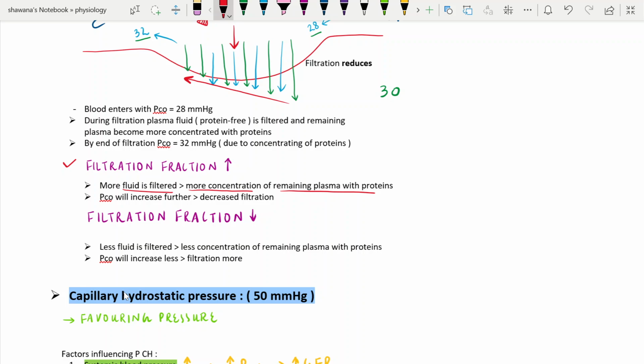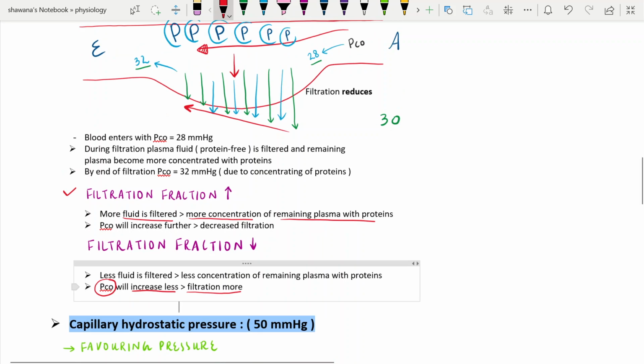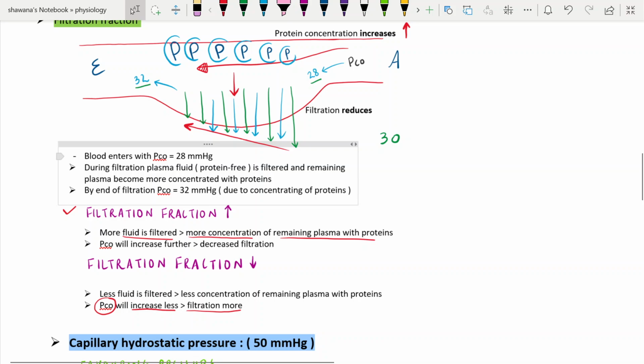It means that when we increase the filtration fraction, practically or experimentally or due to any kind of disorder, the glomerular filtration rate will decrease. And when the filtration fraction is reduced due to any condition, a lesser amount of plasma is filtered, and the remaining plasma will be less concentrated with the proteins. It means that the plasma oncotic pressure will increase less, and the filtration will be more. Okay, I hope you understand this diagram and think logically about this.